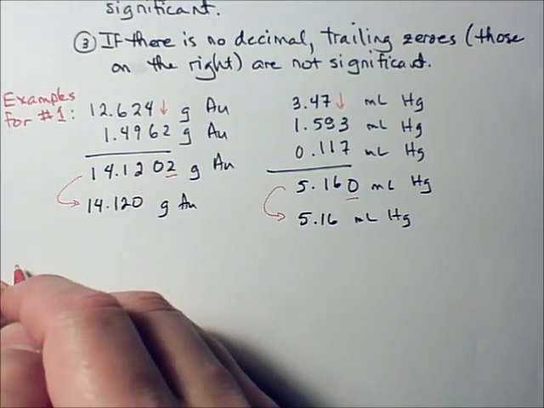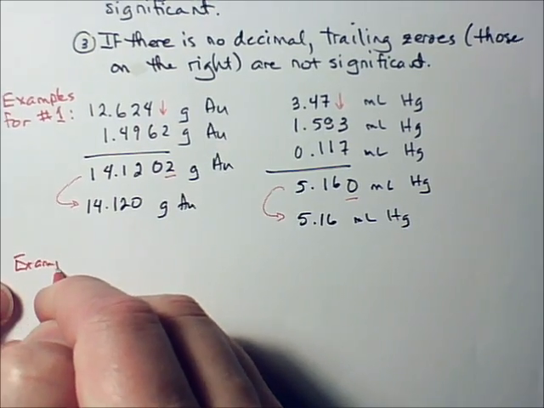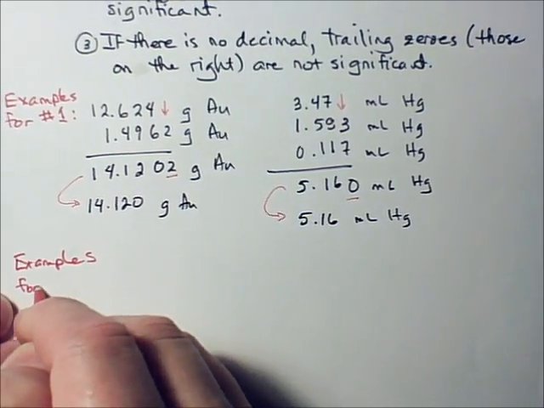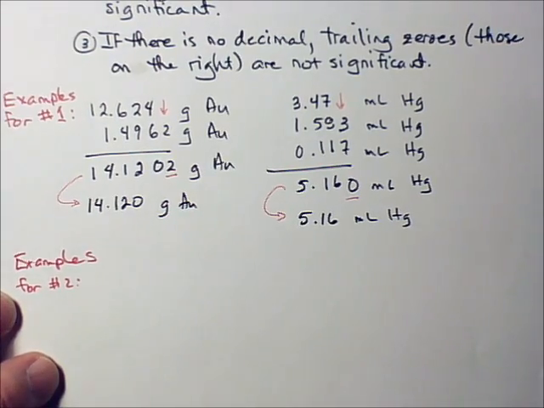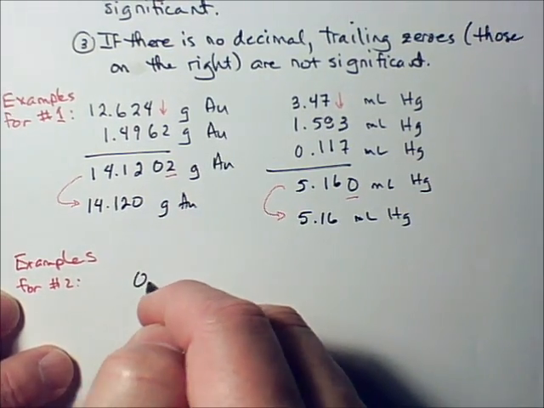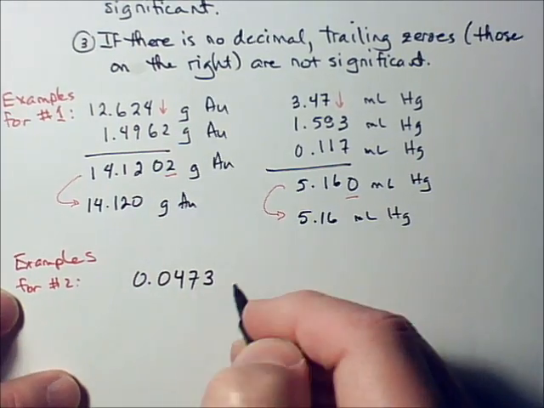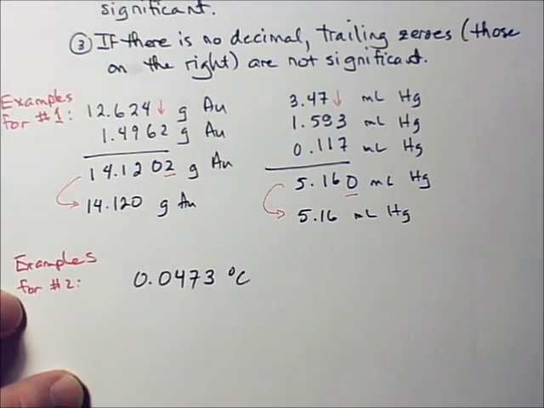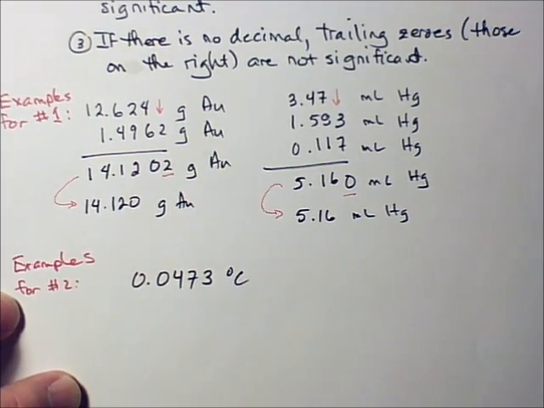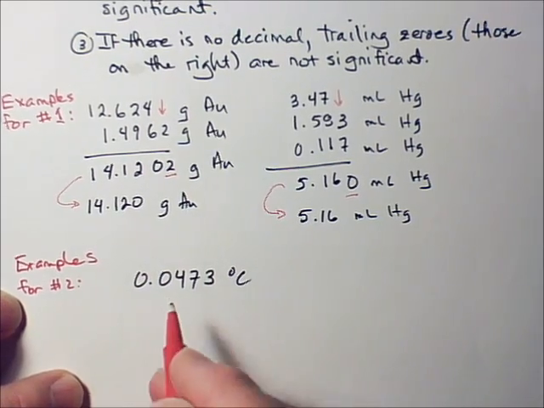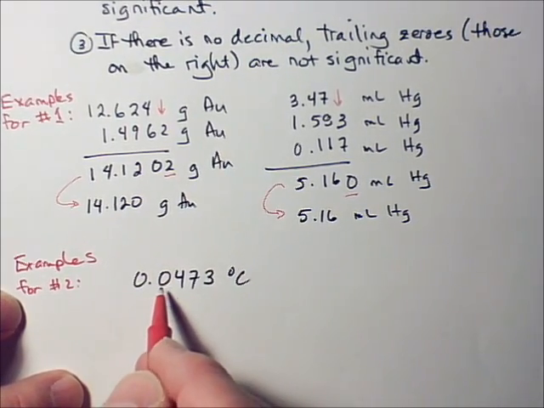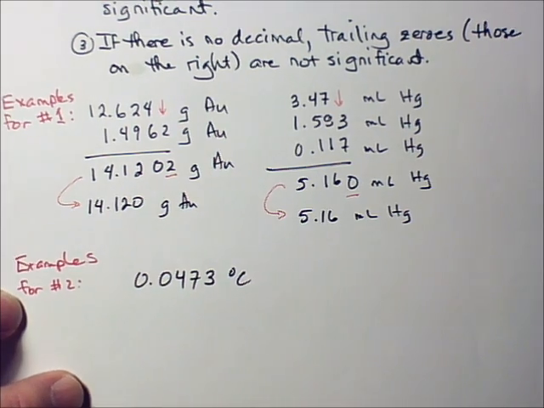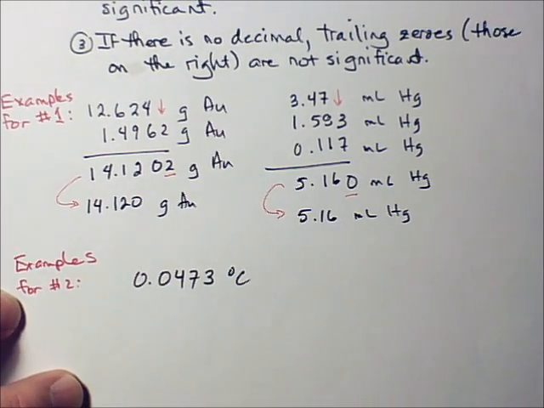All right, so here's an example, or maybe two, for number 2 here. Let's say we've got this number. According to rule number 2, leading zeros, those to the left, are not significant. How many significant digits in this number then? 1, 2, 3. The zeros are not significant because they're to the left. So 3 significant digits, okay?